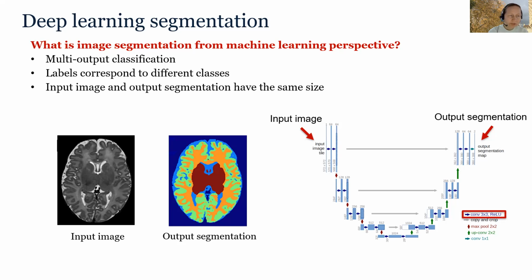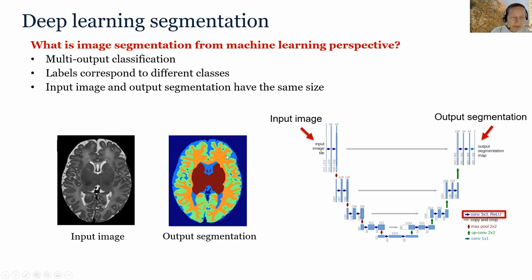So the first question we can ask: what is image segmentation from a machine learning perspective? In fact, it is a multi-output classification, and the labels correspond to different classes. But when we say multi-output, we really mean many outputs, because for each voxel in the image, we want to decide the class. So we have as many outputs as we have inputs. This is very important.